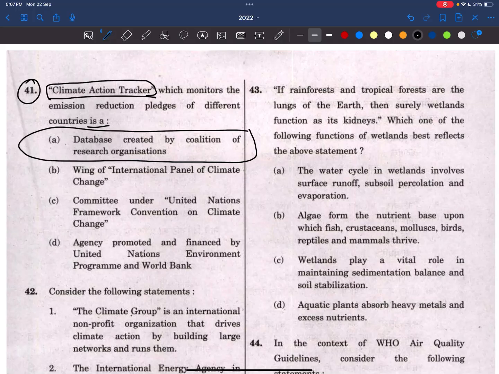Right? Now see here, the wing of IPCC, no. United Nations Framework Convention on Climate Change, no. Agency promoted by United Nations Environment Program, no. Here the answer is A. Now what we have to do, we have to read about this climate action tracker, right?